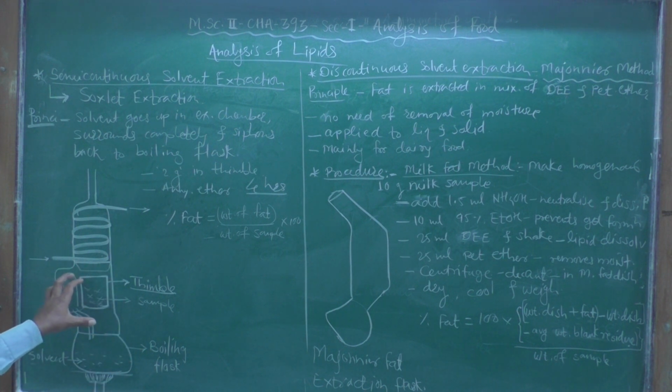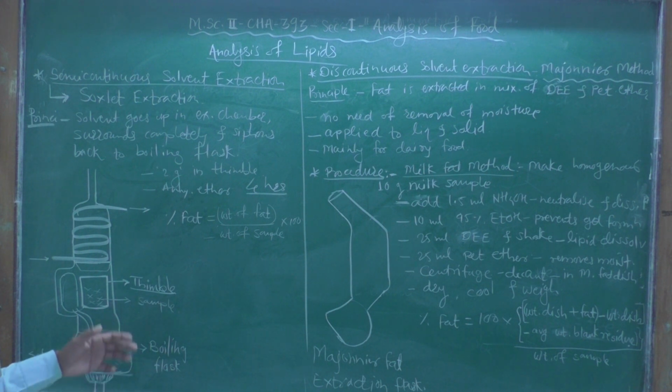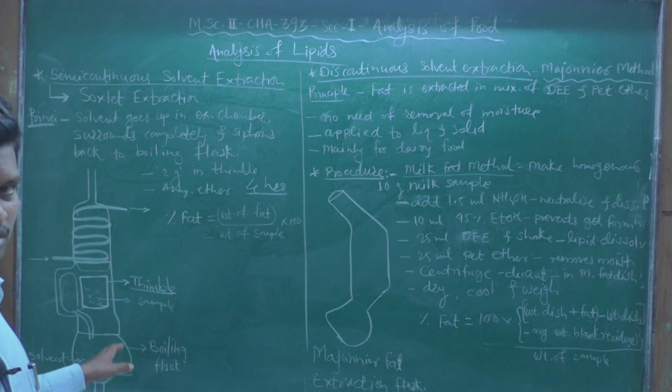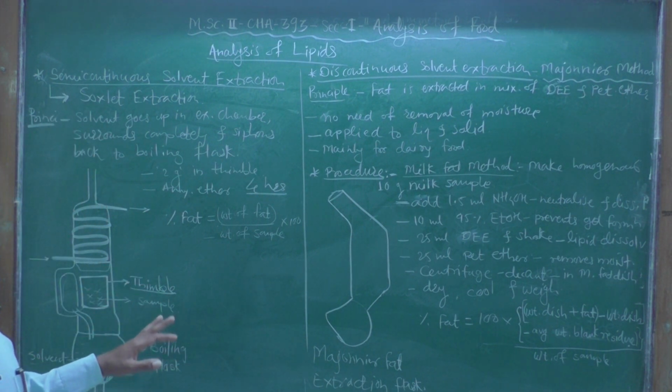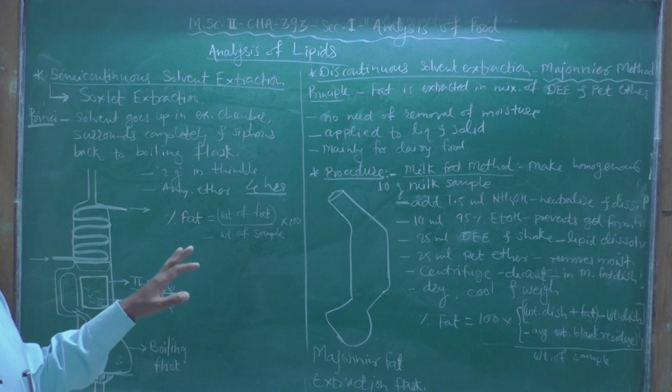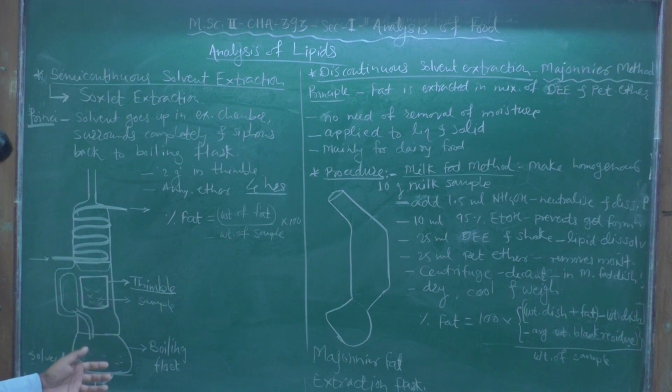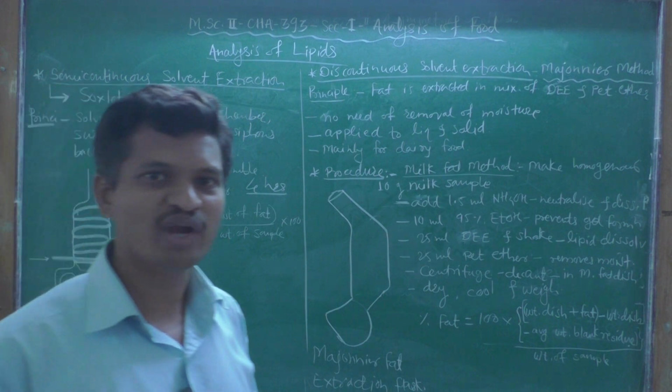Then dismantle this setup. Then remove the boiling flask and evaporate that solvent, diethyl ether, at room temperature, and then at 100 degrees Celsius for half an hour. Then after evaporating the solvent, weigh accurately the weight of that boiling flask. Now, the boiling flask we have already weighed.